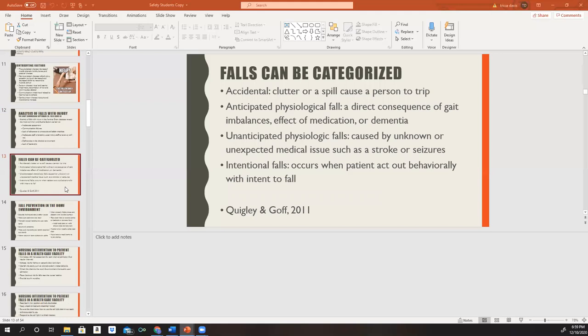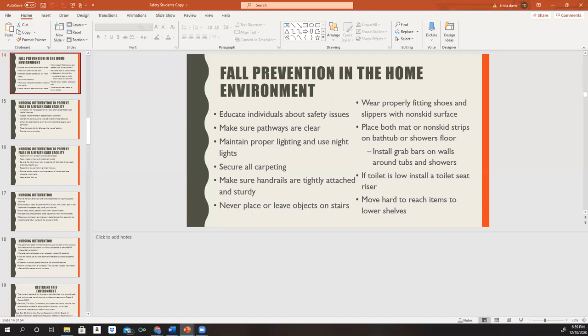Fall prevention in the home environment. What do we want to tell our patients they need to do at home to keep from having a fall? You want to educate them about safety issues, things that put them at risk for falling based upon their house and their issues. You want to make sure that pathways are clear. If you know they have to go to the bathroom frequently or urgently at night, make sure the path from their bedroom to their bathroom is clear, with no tables, books, boxes, piles of clothes, or throw rugs that could allow them to trip and impede their ability to walk.